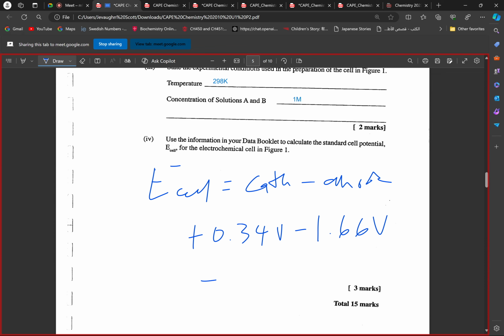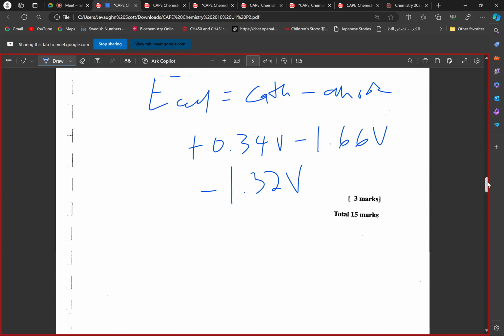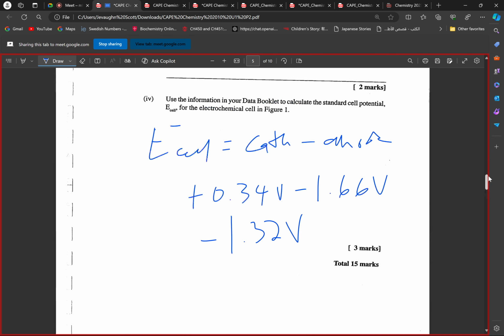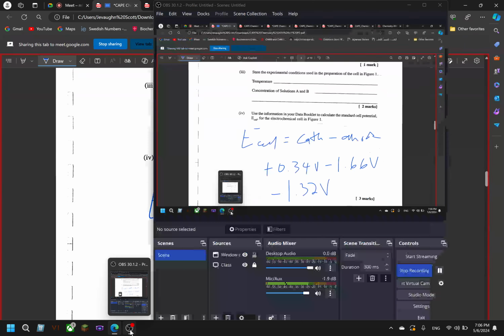So here now we see 0.34 minus 1.66. Our answer is negative 1.32 volts. School is over. Nothing more to this question, and we move on with our lives.